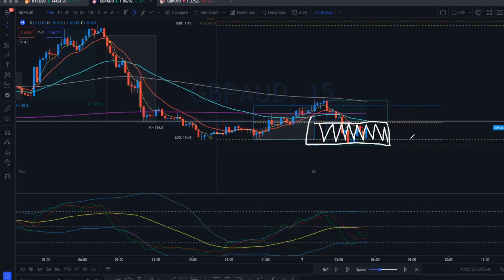And the move itself is going to happen in the US session. That typically tends to happen a lot when you have upcoming USD news, like big USD news.